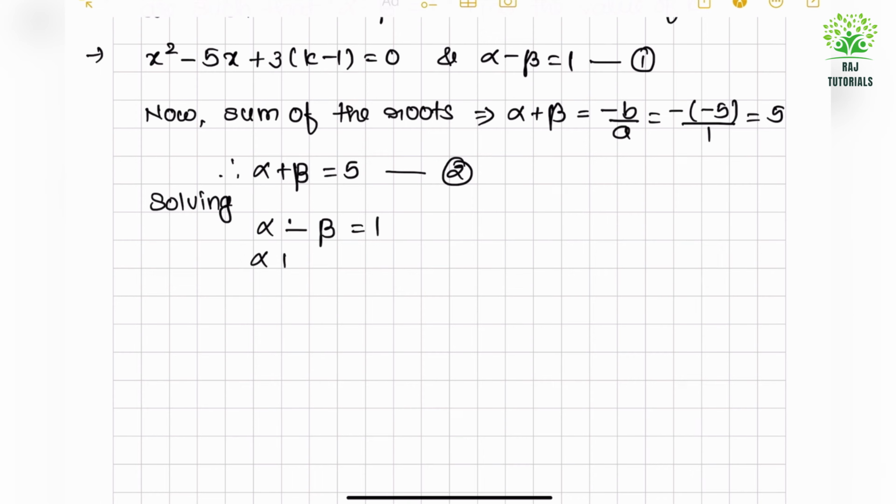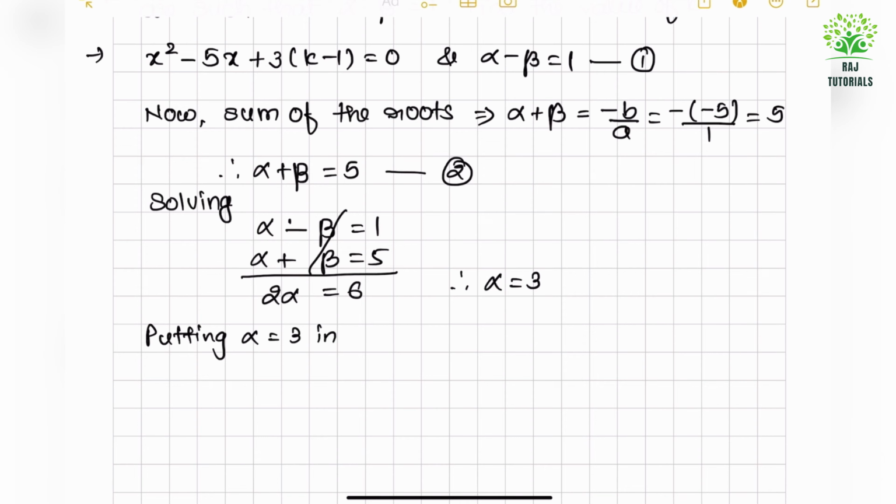So alpha minus beta equal to 1 and alpha plus beta equal to 5. Using the elimination method, 2 alpha equal to 6. Therefore alpha will be equal to 3. Putting alpha equal to 3 in equation 1, 3 minus beta equal to 1. So therefore beta equal to 2. Now I got both alpha and beta.